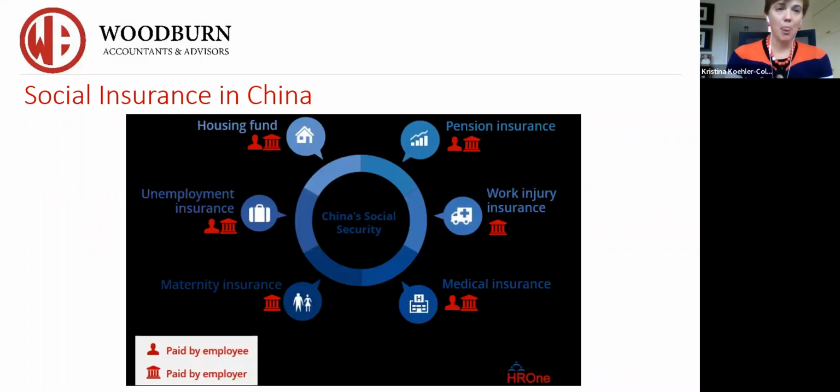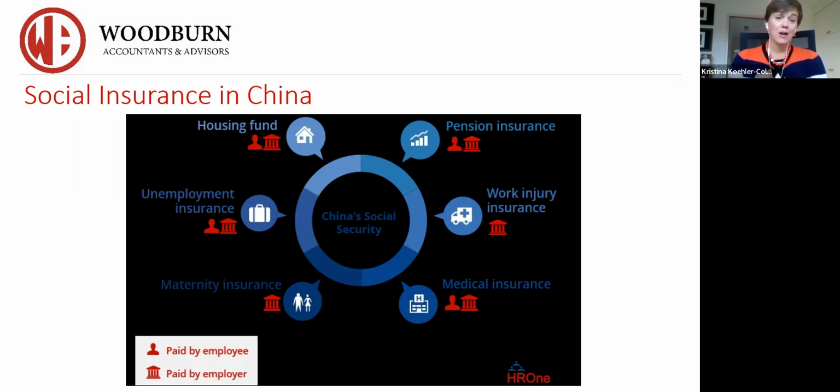China's social security system or scheme consists of 5 mandatory social insurance items: pension fund, work injury insurance, medical insurance, maternity insurance, and unemployment insurance. Then separate from that, there is a housing fund, which is only applicable to Chinese employees. All of the other 5 social insurance items are for foreigners as well as locals, okay?